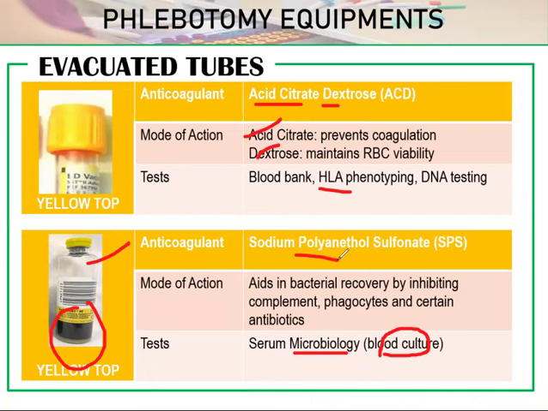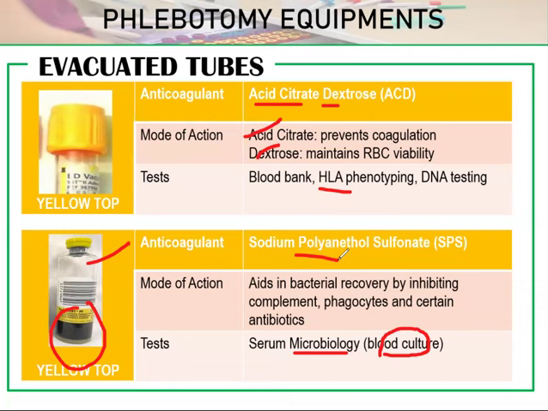This is usually requested by the doctor, class, to check if there is a presence of bacteria in the bloodstream. That condition is called sepsis. Okay. And the blood requirement for this one, class, is bigger, no? For our pediatric patients, usually it's 10 ml. For our adult patients, usually 20 ml is the blood requirement per bottle.